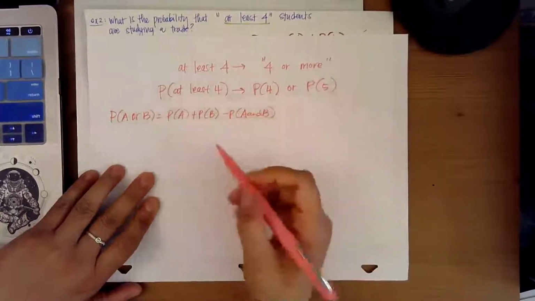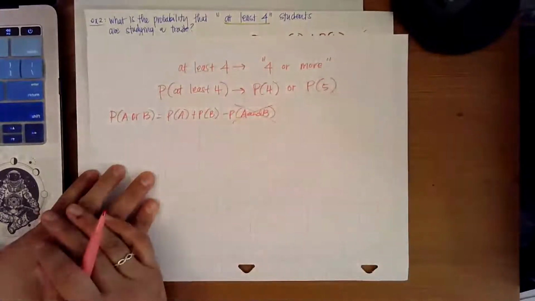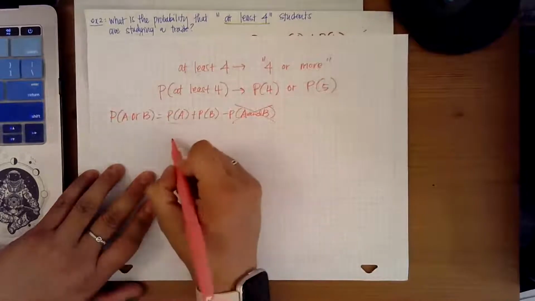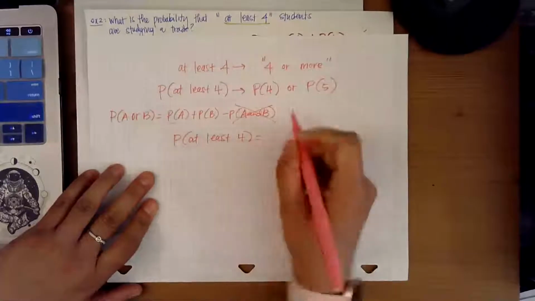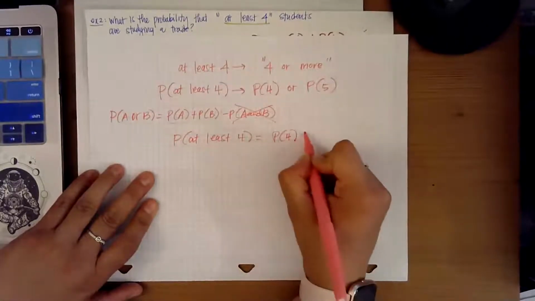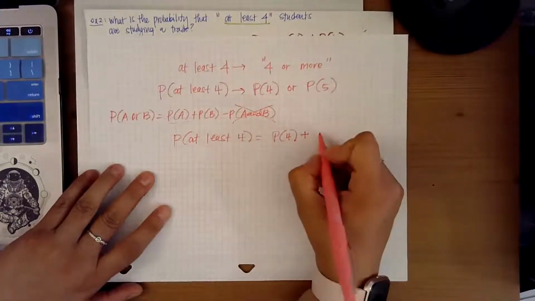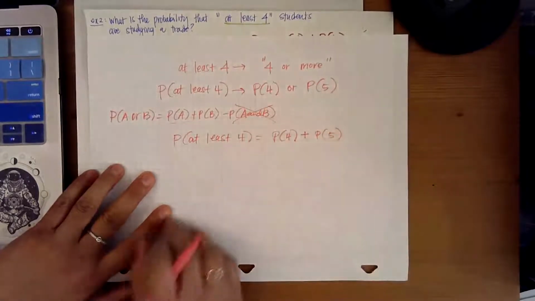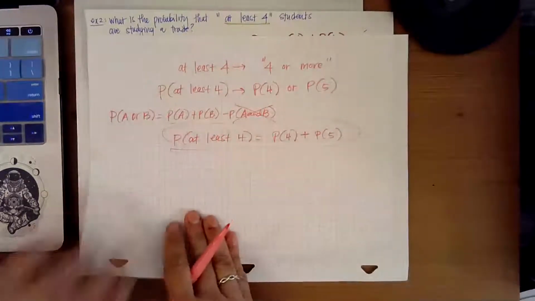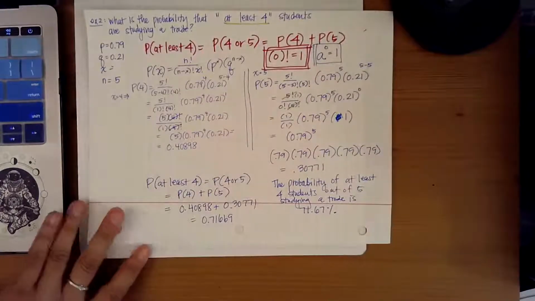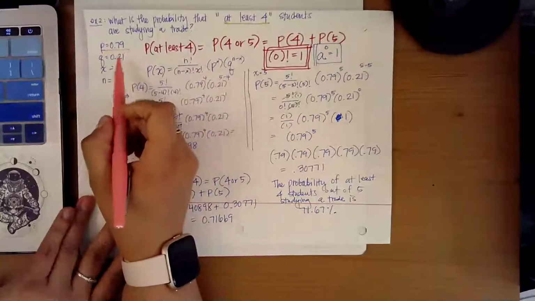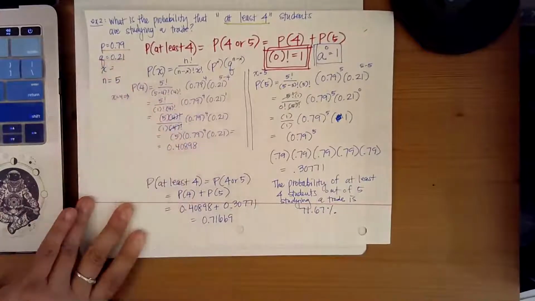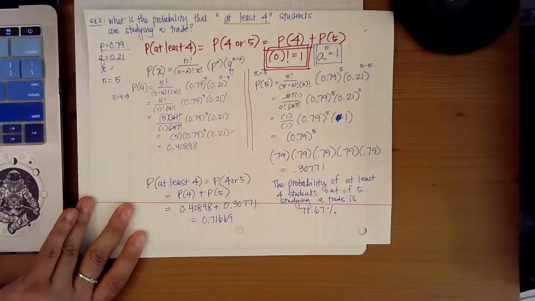Now, these are independent events, so there's not going to be any A and B. So it's just going to be the summation of that. So probability of at least 4 is equivalent to probability of choosing 4 or the probability of choosing 5. Okay? So I want to make sure we recognize that because that's how I'm going to look at this problem. So again, we recognize I have a 79% probability of having somebody say yes, they're studying for a trade. That means that's a 21% probability of them saying no.